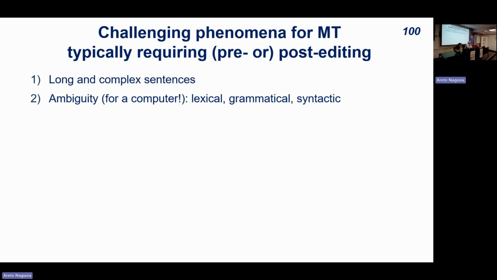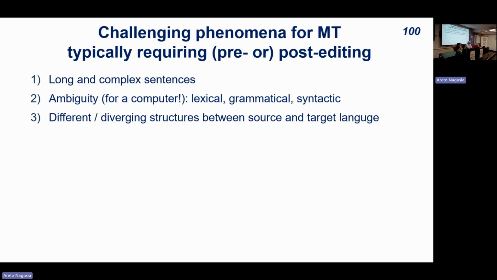Ambiguity for a computer, again, not for a human being. There are constructions in our languages that can be ambiguous for a computer, but they would never be ambiguous for a human being, because a human being has common sense, has real-world knowledge that these systems, no matter how sophisticated, don't have. Lexical ambiguity, grammatical ambiguity, syntactic ambiguity. Any of them can create the conditions for an error, for a mistake. Different diverging structures between source and target language, and we've seen the examples with Basque and English at the beginning. So verb structure, syntax, sentence structure. German has a different syntax from English, for example, and that is likely to cause some problems.